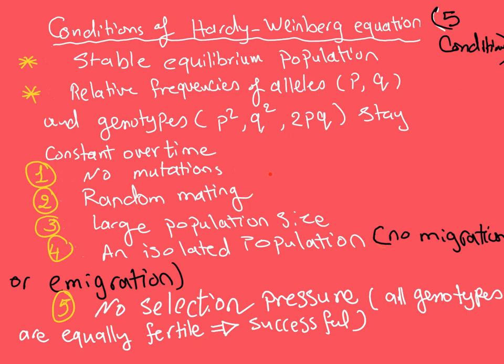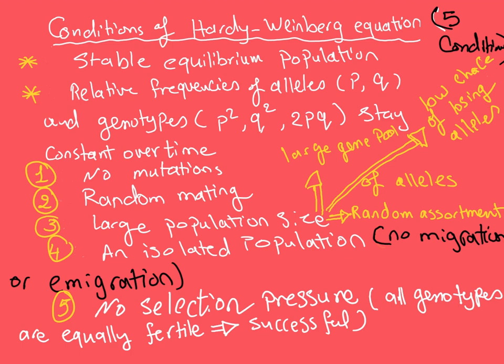Number 1, no mutation is taking place within the population over time. Mating happens at random. Large population size, so no selection pressure, or no advantage of any type of selection. Isolated population, which means nothing enters or leaves the population: no migration, no immigration. Number 5, no selection pressures, which means that all genotypes will stay in the population and they are equally fertile and all of them are successful individuals.